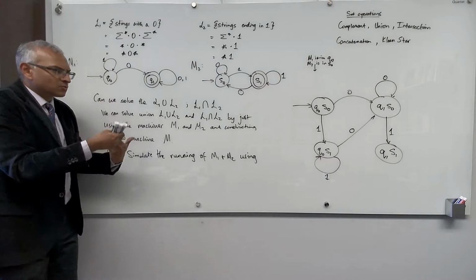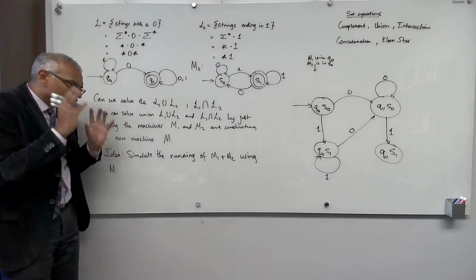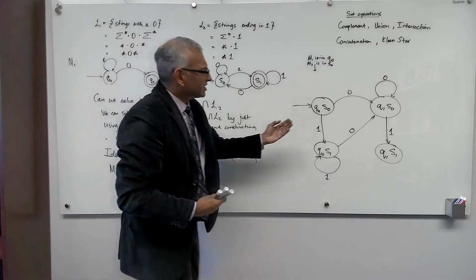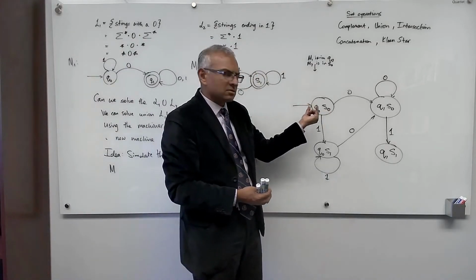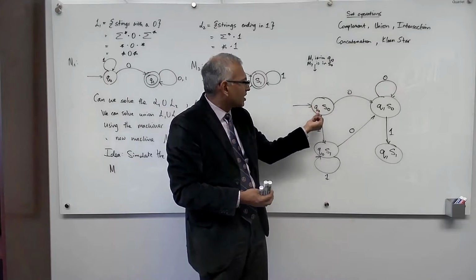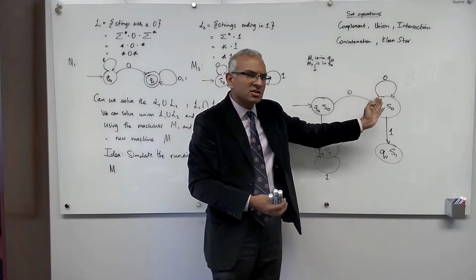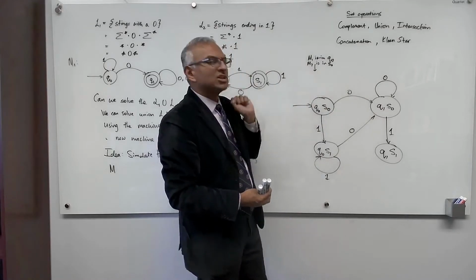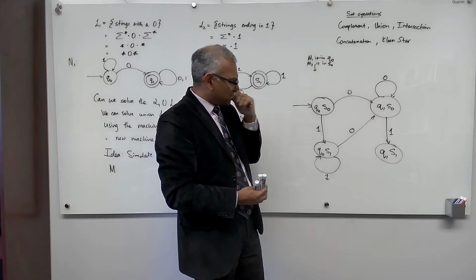So this is what it means for M to simulate the running of both M1 and M2. Its states capture the states of both M1 and M2, and it makes the transition that reflects the actual transitions that those two machines make. Is this automaton done?